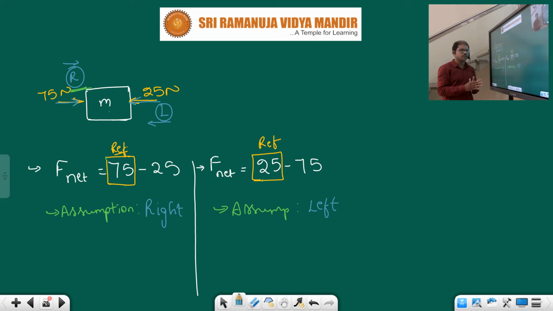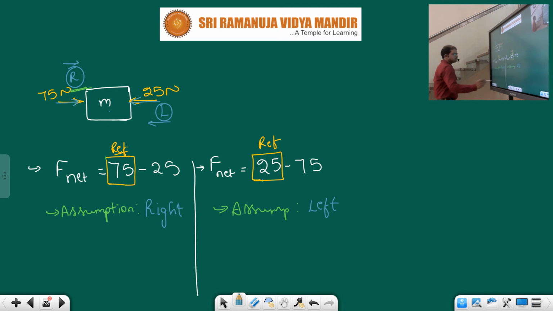In which direction the net force is acting, or in which direction the block will move, both are the same, children. If the net force is acting towards the right side, the block will move towards the right. If the net force is acting towards the left, the block will move towards the left. If the net force is acting upwards, the block will move up like an elevator or lift. If the net force is acting downwards, then the body will move down. Clear? Here I am taking only left and right, but up and down are also there. Slowly we can learn.